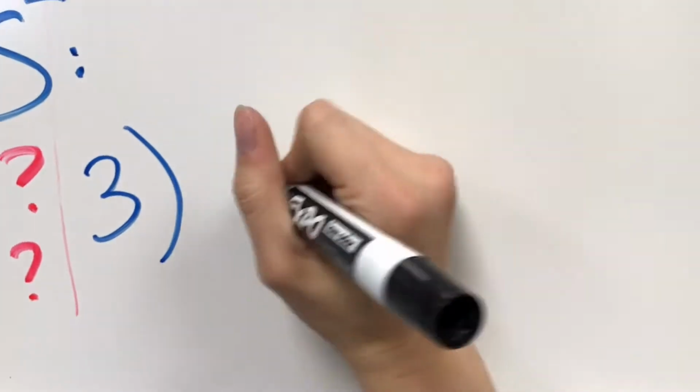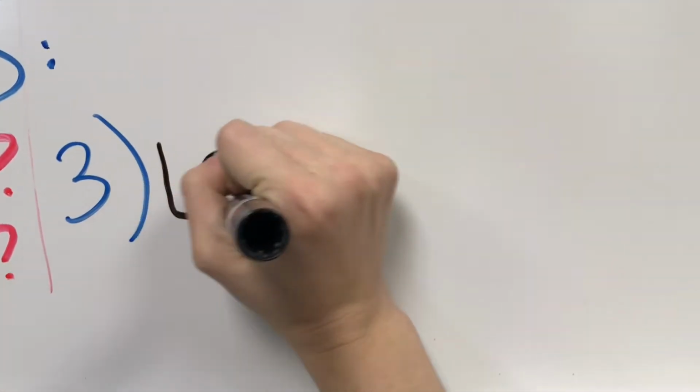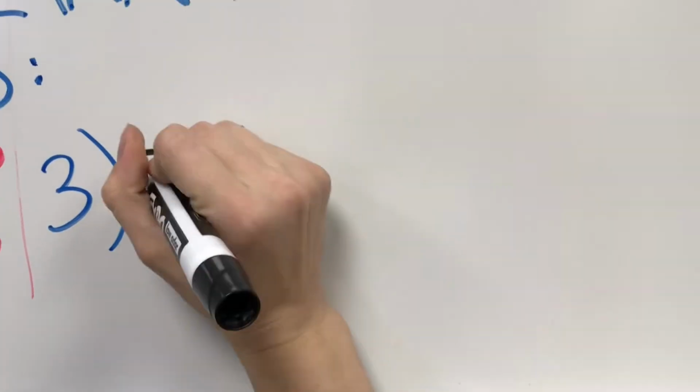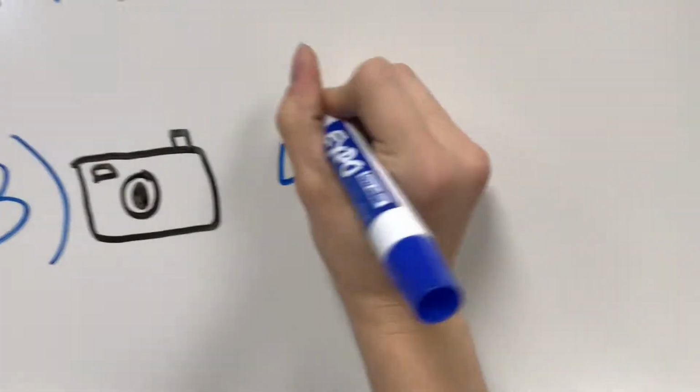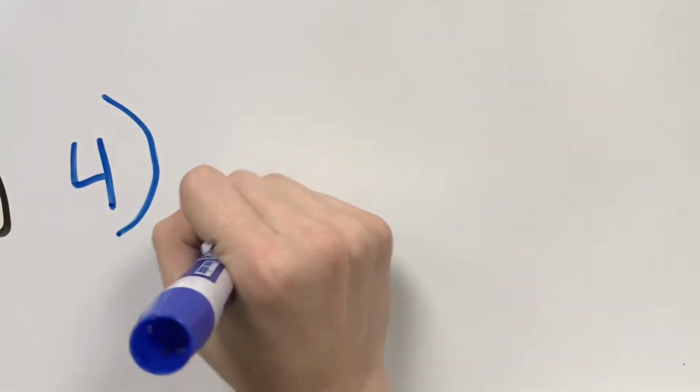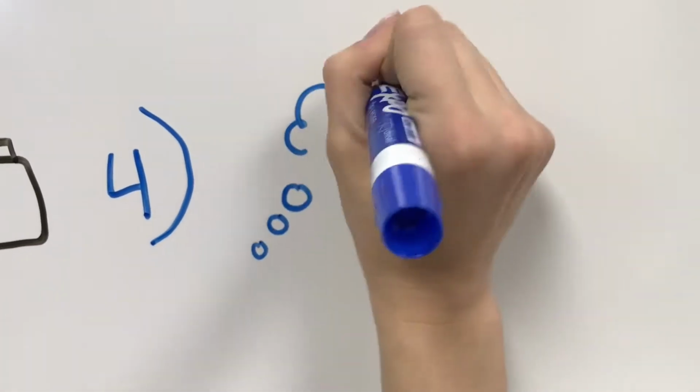The third step is that we document, and that can be done either by videotaping, taking pictures, creating anecdotal notes, and just recording what they're doing. Now the fourth and final step is that we reflect and evaluate.